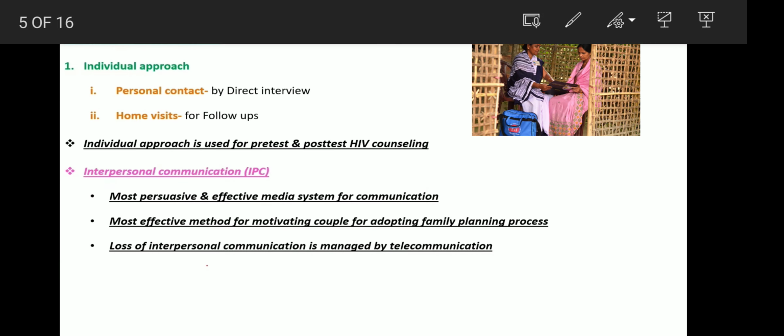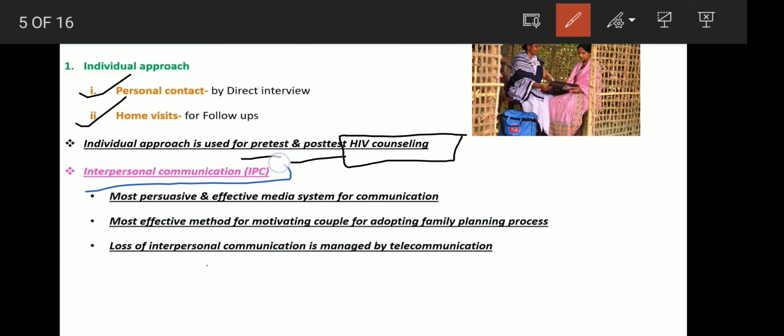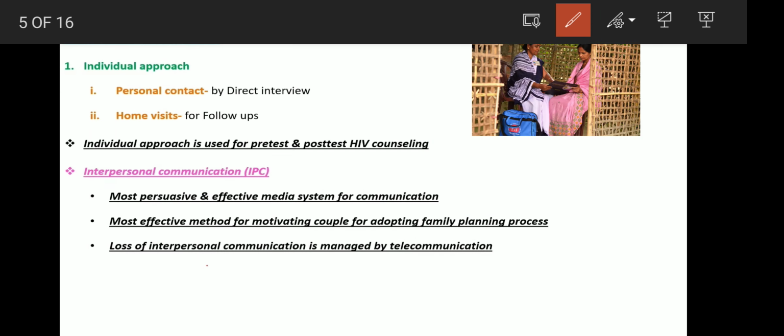So, the individual approach: home visits can be done for follow ups, and the individual approach is used in HIV counseling, the pre-test and post-test of HIV counseling. Interpersonal communication is the most persuasive and most effective media for communication. It is the most effective media for motivating couples in family planning processes. And also, if there is loss of this interpersonal communication, it can be managed with the help of telecommunication.